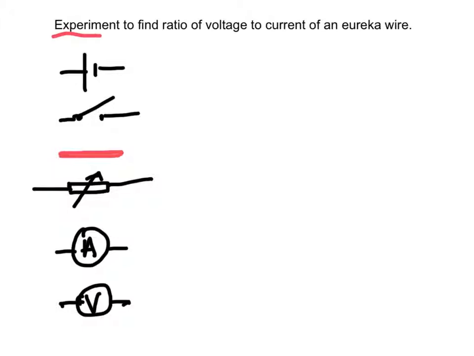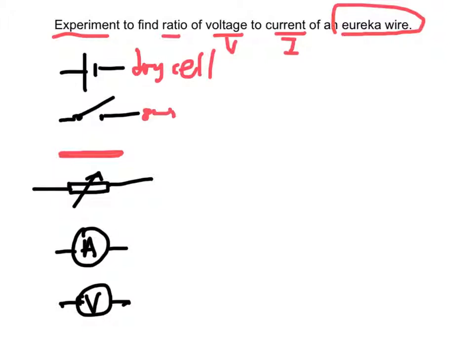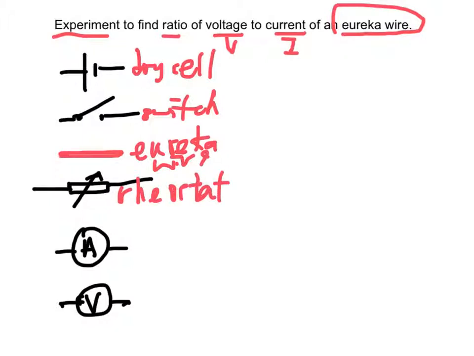We have an experiment to find the ratio of voltage V to the current I in an irregular wire. We use the circuit symbols: the dry cell, a switch, this is the irregular wire, and this is the rheostat, and the ammeter and voltmeter and some connecting wires.